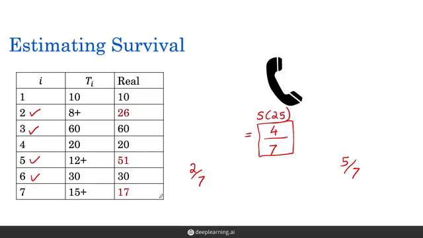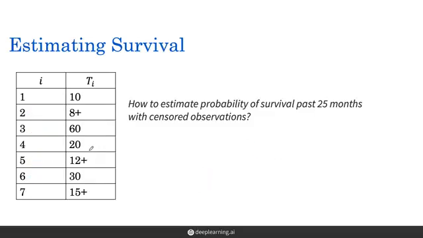And this is a problem that shows up all the time, and we unfortunately aren't always able to acquire the reality for the censored observations. So in that case, a very important question that we have to answer with survival models is, how do we estimate the probability of survival past some time t, here 25 months, when we have censored observations without actually making calls to find out what the real event time was? And this is what we'll look at next.